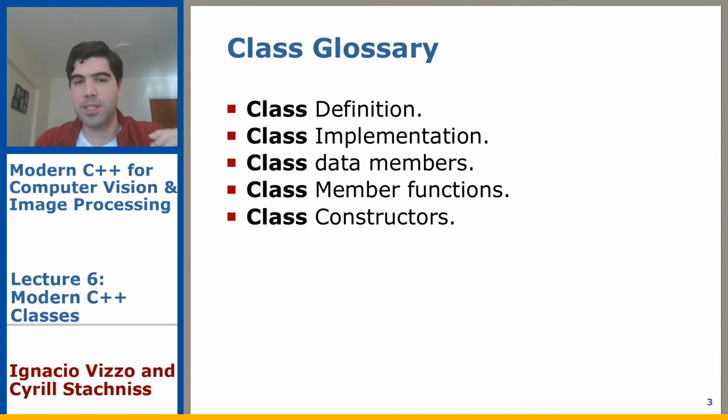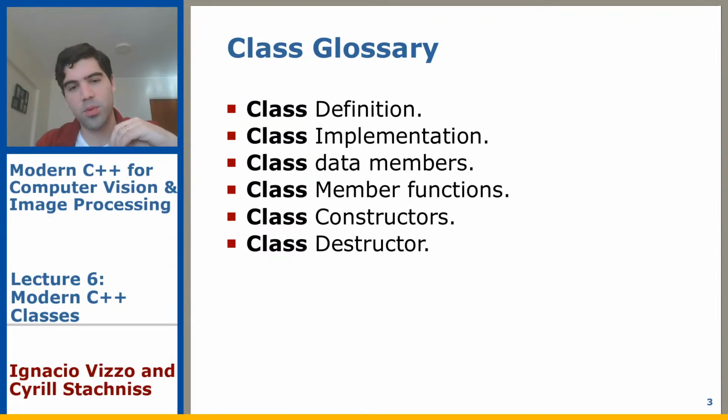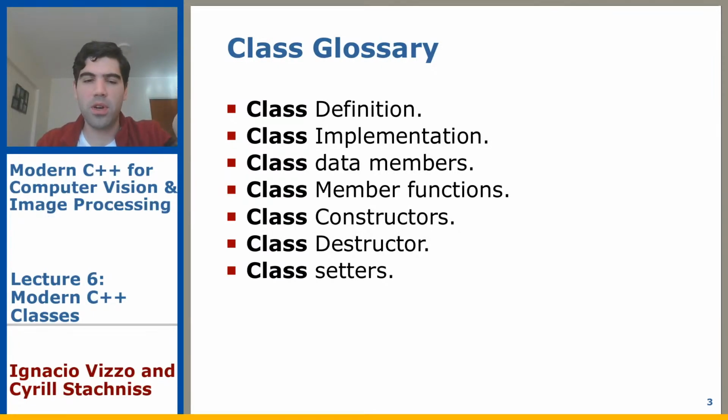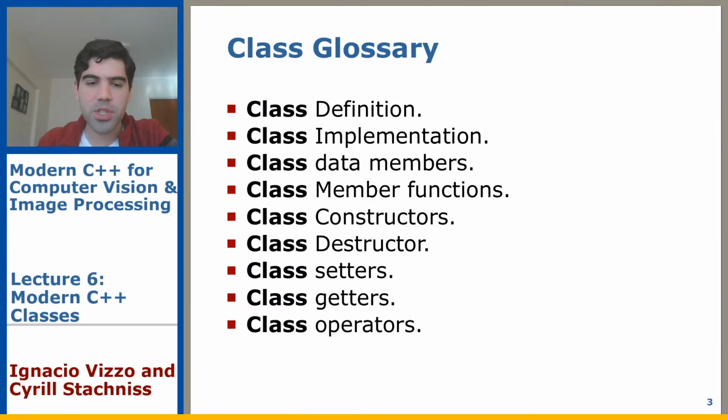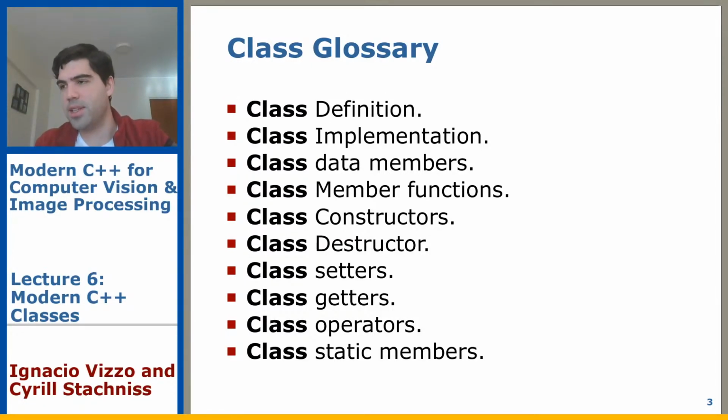The constructors are special functions that are used to create members of this class, and the destructor is used to destroy them. There are also class setters, which are other types of functions that will change the data members for your given class. We also have class getters, which are members that will access these data members, for example if you want to access the data for the images. There are also class operators, like how to work with different members of the class. And there are also static members.